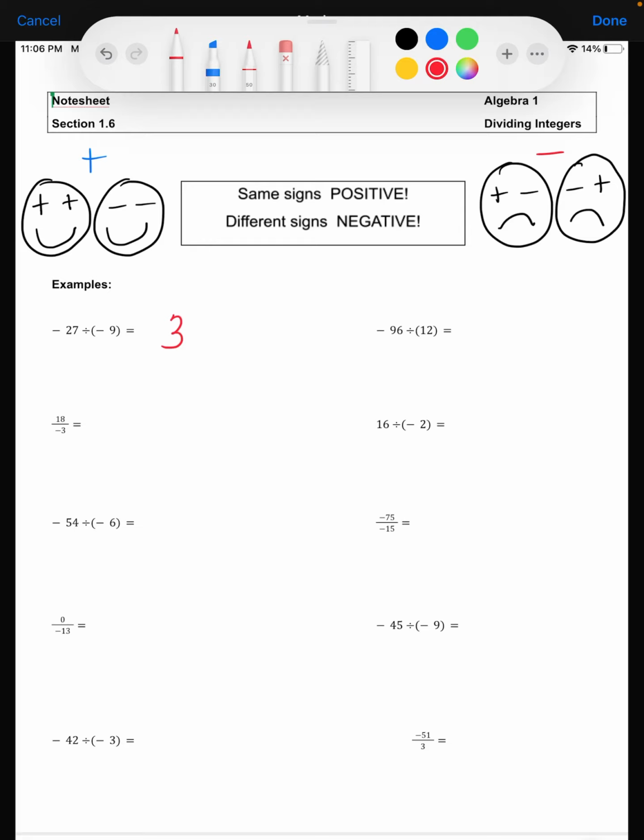Going across the way, negative 96 divided by 12. I'll give a little pause here if you guys want to try to write the answers down and then check them. That's going to be a negative 8.